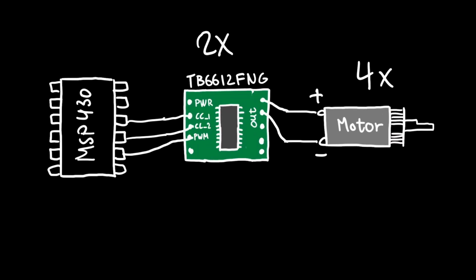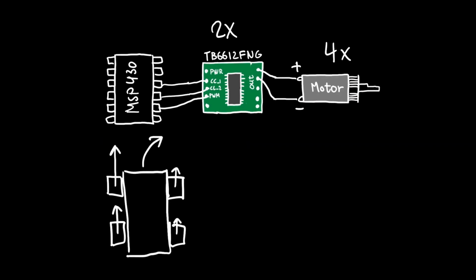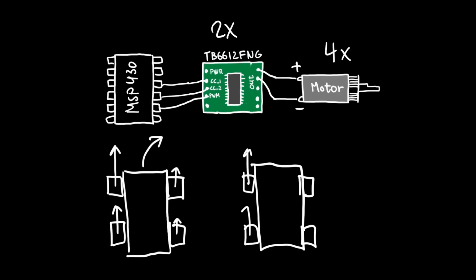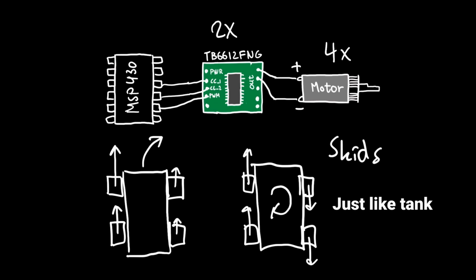On my robot I have 2 motor drivers, one for the motors on the left and another for the ones on the right. I get away with only having 2 motor drivers since I do skid steering, meaning the motors on either side always drive in the same direction with the same speed.